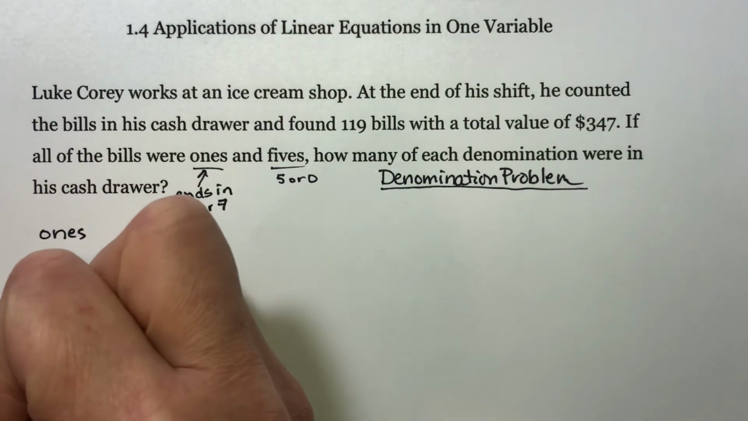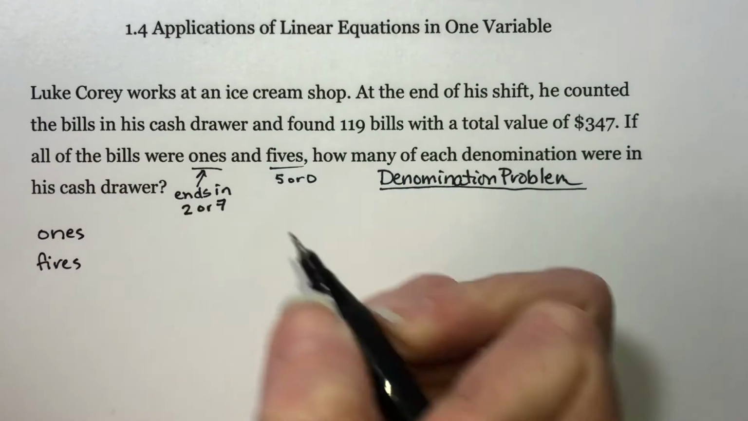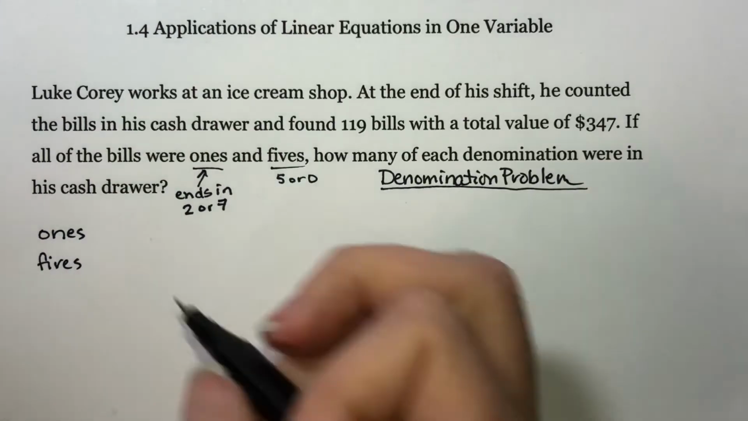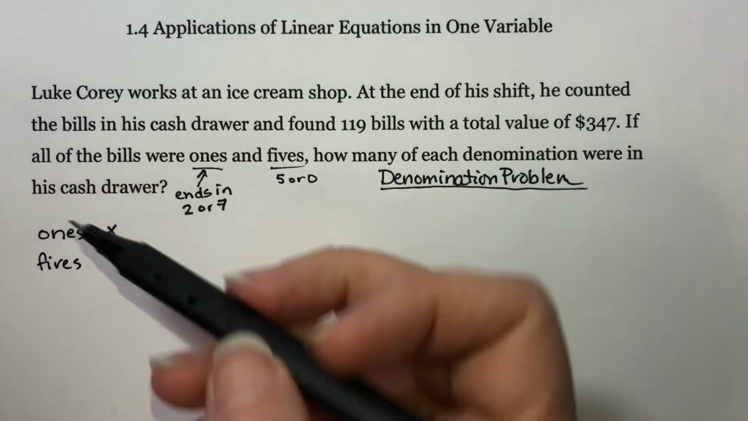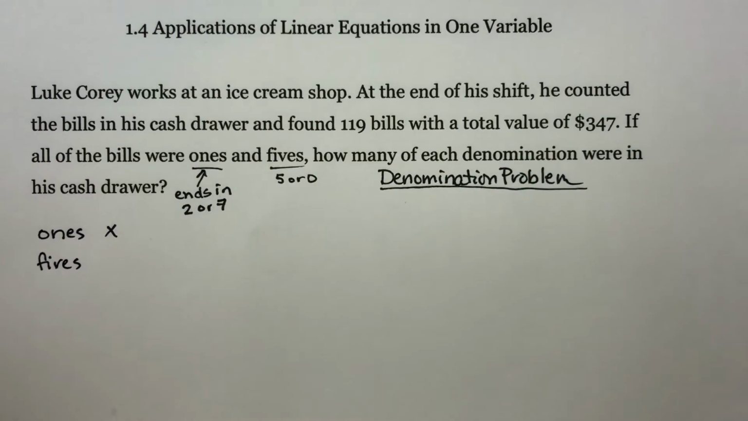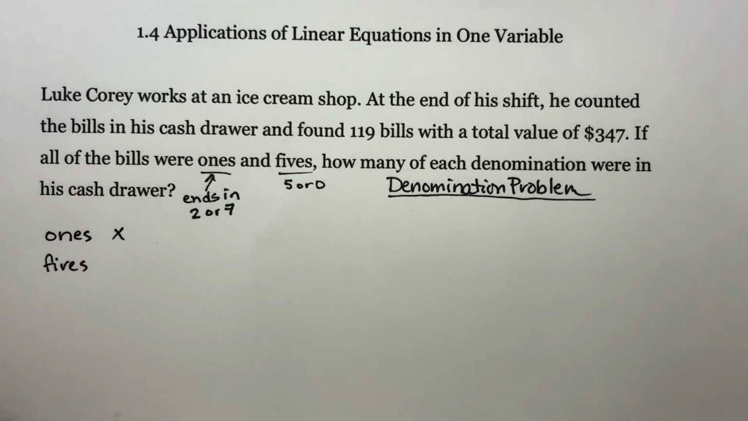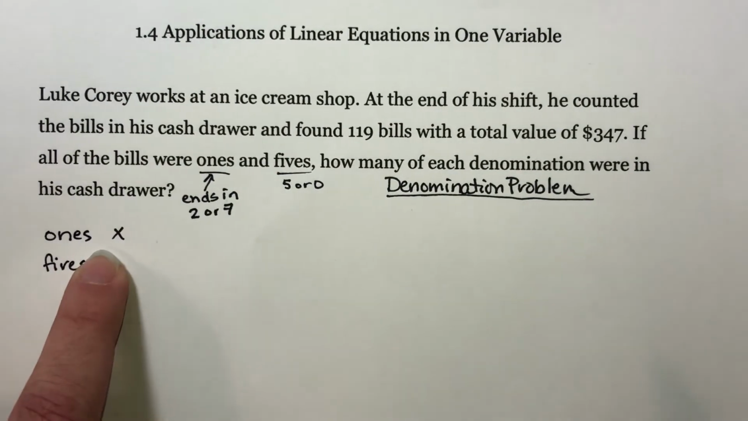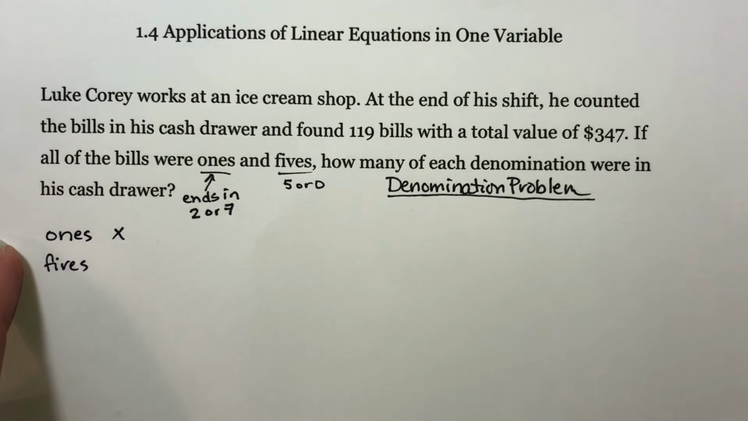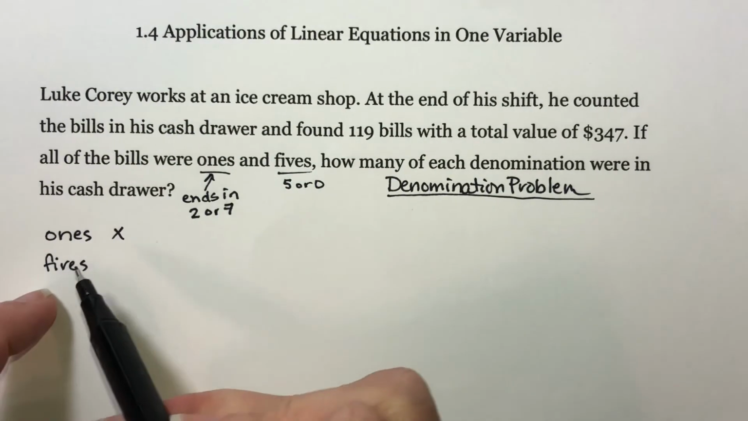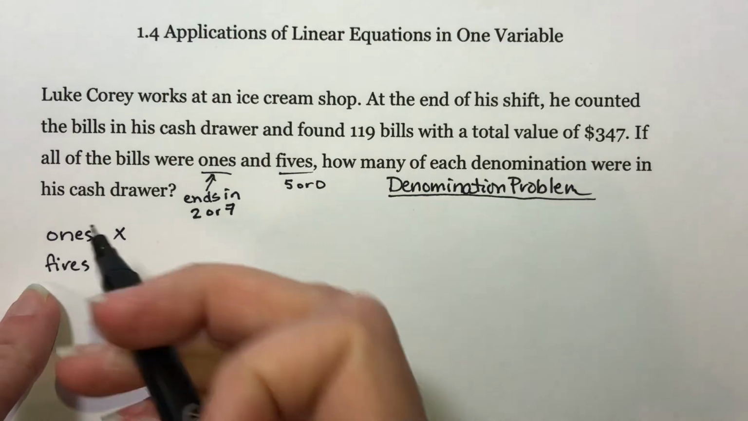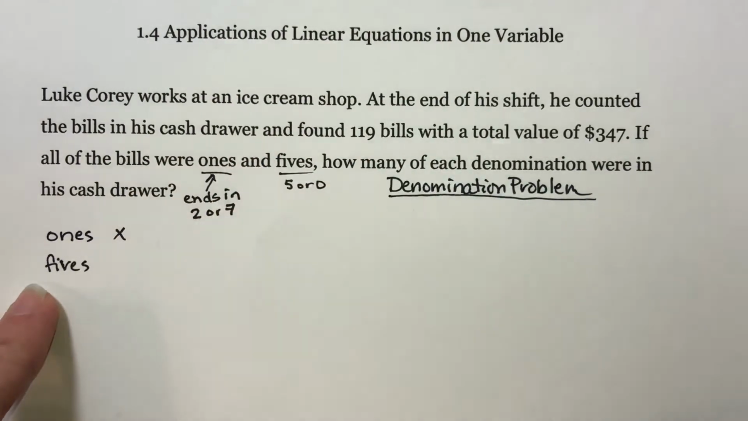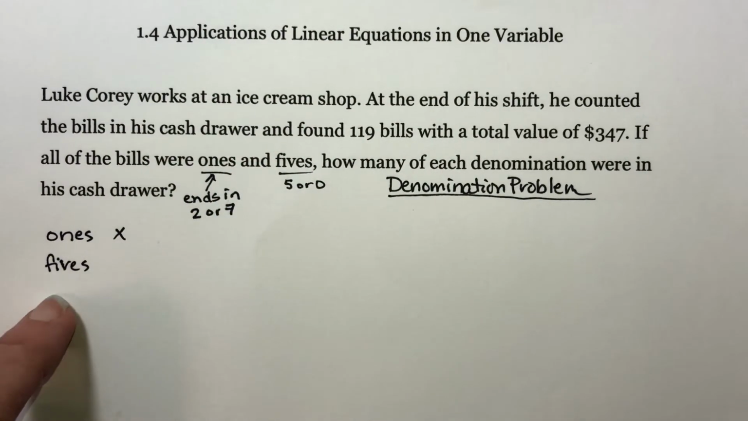I have ones and I have fives. I don't know how many of each, so let's just say I have x ones. I could have chosen x fives, that doesn't matter, okay? But I have a way now in math of talking about how many $1 bills I have. I need a way in math of talking about how many fives I have.